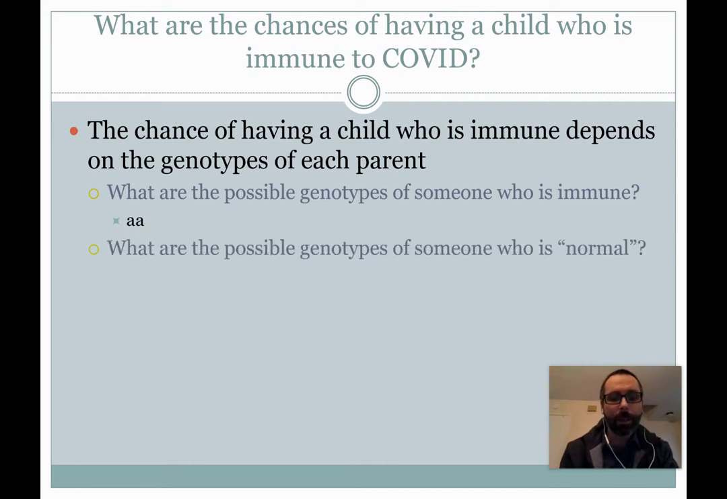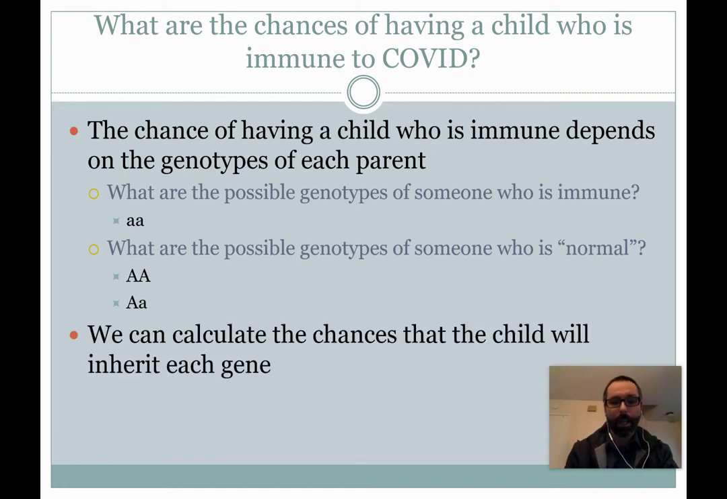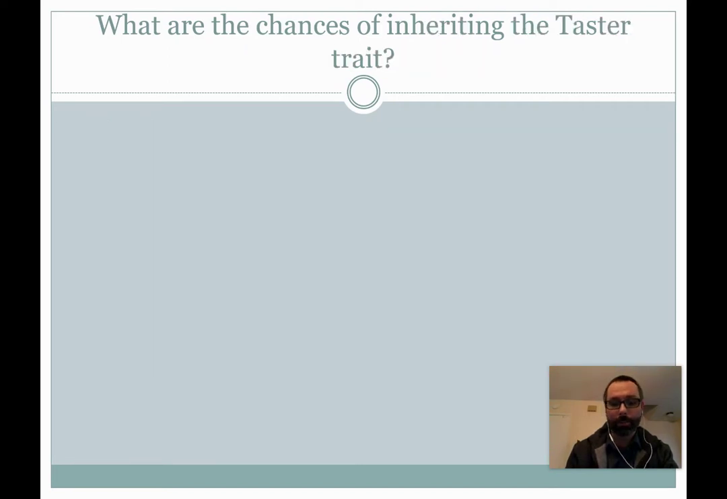But what if somebody is normal? What are the possible genotypes of somebody who is normal? And of course, here the important part is the S on that. There's more than one way to be normal. You could have two big A's, but you could also have a big A and a little a. So people who would be normal would be capable of producing different offspring depending on which genotype you are. And so if we know the genotypes of the parents, then we can actually calculate the likelihood, the chances that the child will inherit the genes. So you might remember that this is all going to be something called a Punnett square.